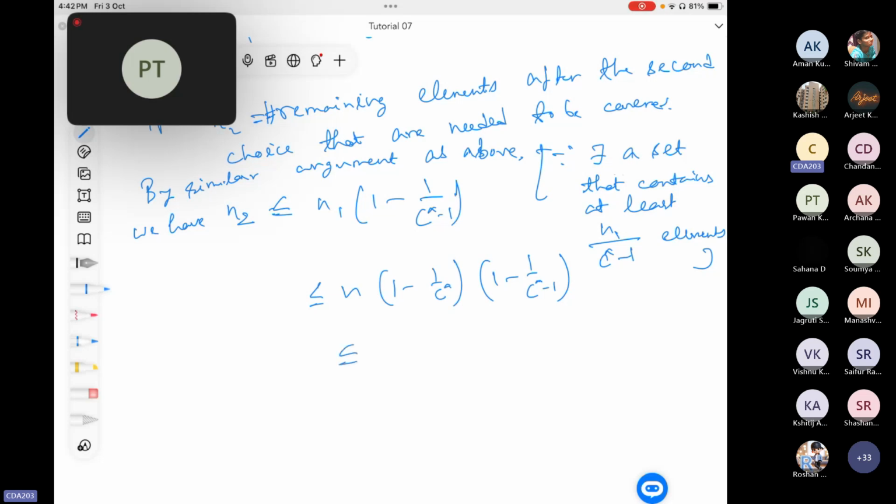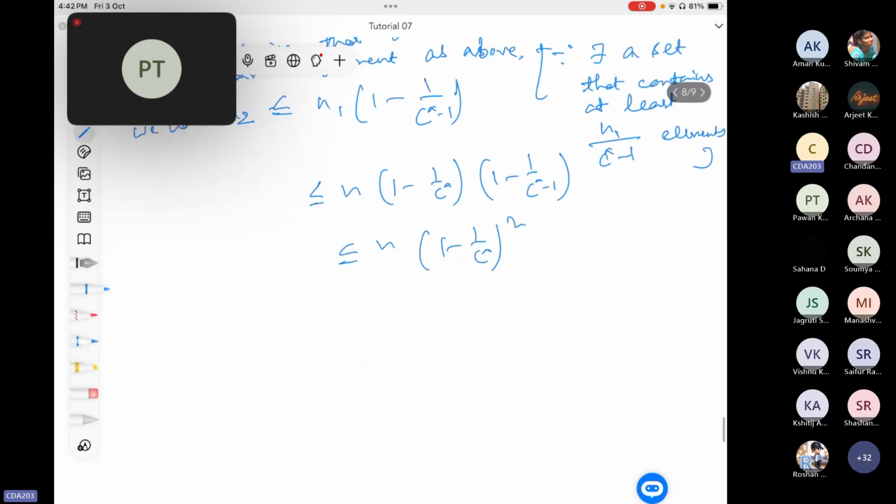Now we can write it as n into 1 minus 1 by c star, squared. You can check. So this means that there is a pattern. For the ith element, it would be 1 minus 1 by c star to the power i. And this is nothing but your exponential. So you can write it as n e to the power minus i by c star.